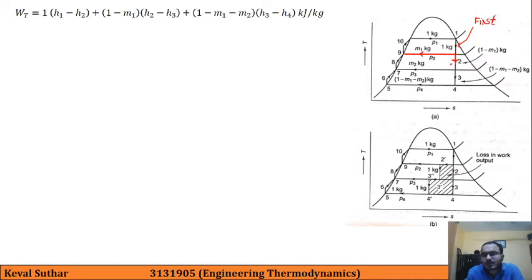First stage of turbine. After that 1 minus M1 kg is going. So this will be our second stage of turbine, and then we are having third stage of turbine. So here in second stage 1 minus M1 kg is expanded, and after that M2 kg is taken here in the heater 1, and then in third stage of turbine 1 minus M1 minus M2 is going.